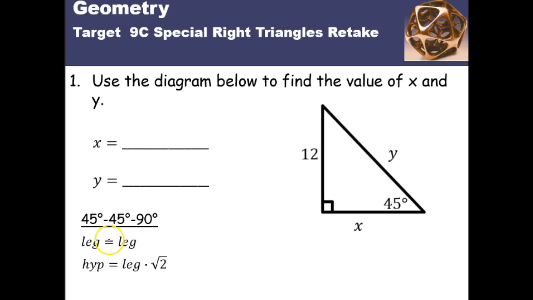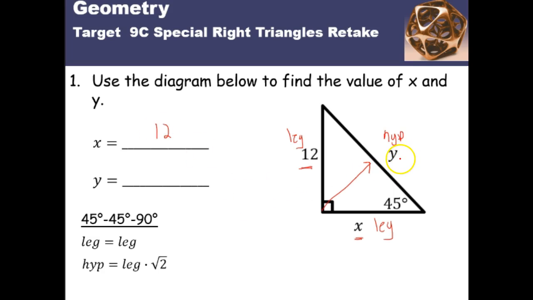And the first one is that the legs are equal. So first I have to decide what are the legs and what's the hypotenuse. So the hypotenuse is across from the right angle, and that makes these two the legs. And we know that the legs are equal. So one leg is 12, the other is x. These two have to be equal. That means x must be 12.